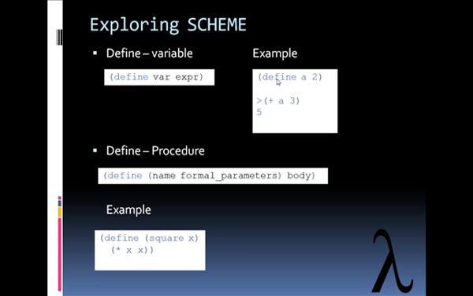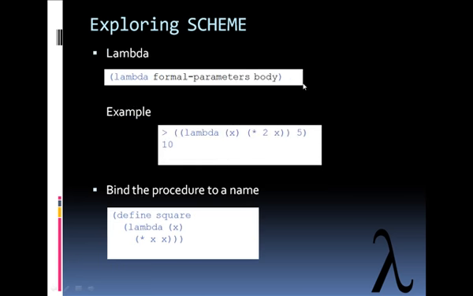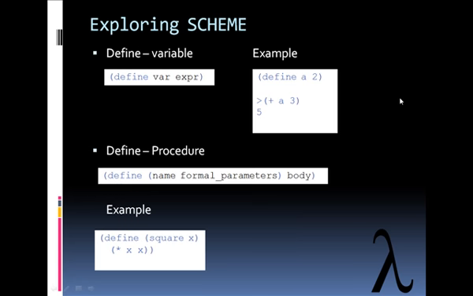Define A 2. The third expression is evaluated and has in this case the value of 2. This value is then bound to the symbol A. We can now use the variable in other expressions. These 2 will come here and 2 plus 3 will be 5.